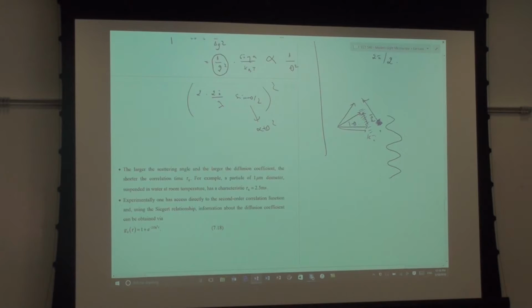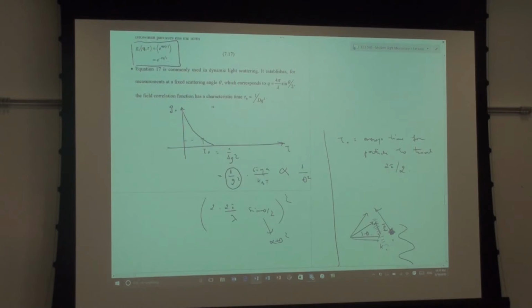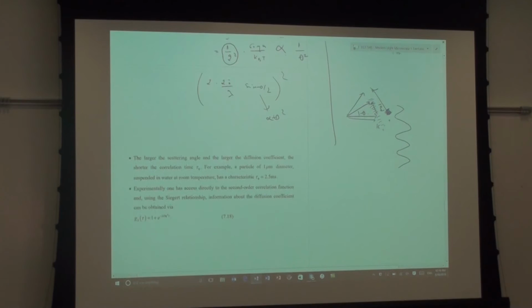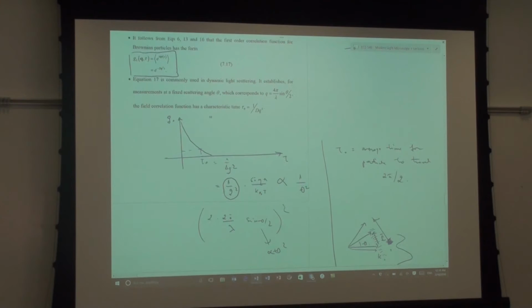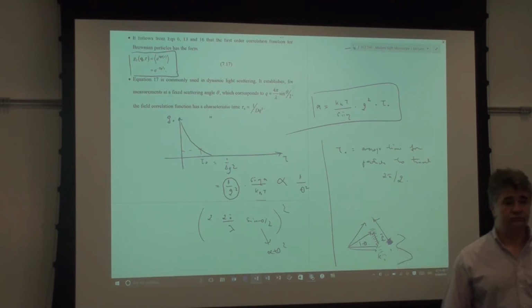Do we have the same limit here? Q has a 2K range. Q has a maximum. What's the formula that gives me the size? Let me re-spell it out for you. So I have tau naught equals this thing. So I have A equals KBT divided by 6 pi eta Q squared times tau naught. What's the size limit?